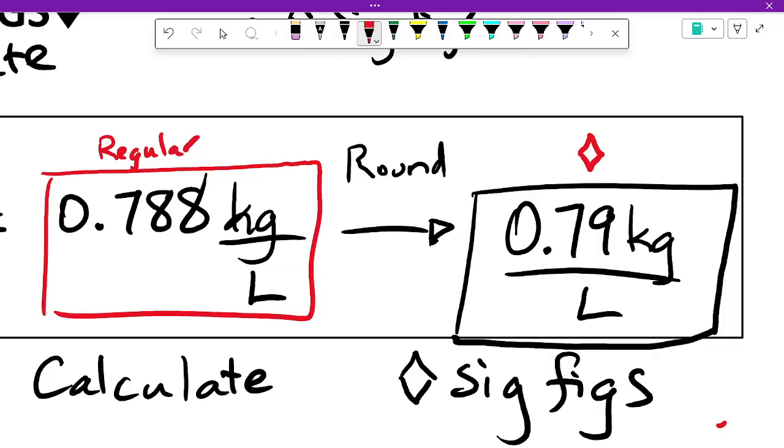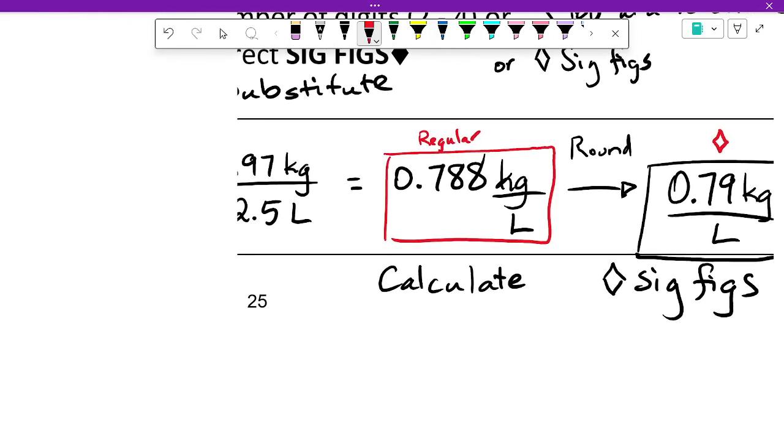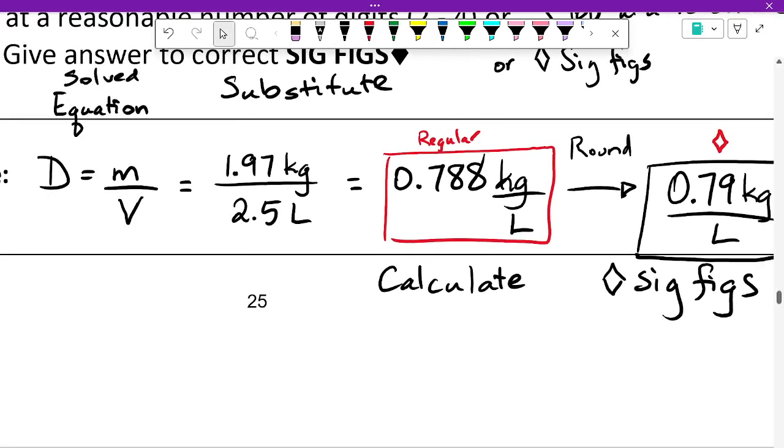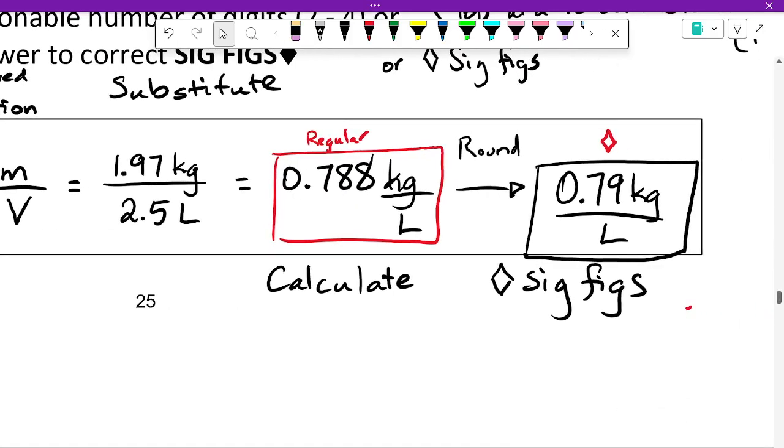So what we have now is a mathematical sentence that you can read from left to right that tells you exactly what you've done. Density is mass over volume. What is the mass? It's 1.97 kilograms. What's it over? It's over 2.5 liters. What does that equal? 0.788 kilograms per liter. And then we round that to 0.79 kilograms per liter, and then you are done.